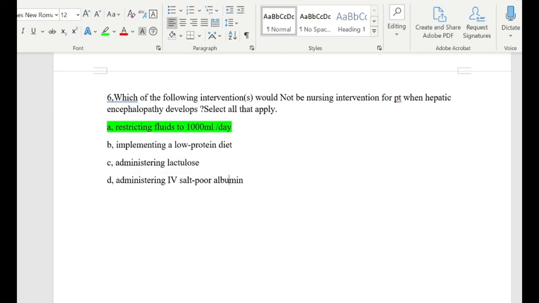And then let's see option D, administering IV salt-poor albumin. Cirrhosis patients have low albumin and the water may leave the blood vessel and collect in the tissue. So A and D, both options, are interventions for ascites. So they are the correct answers.